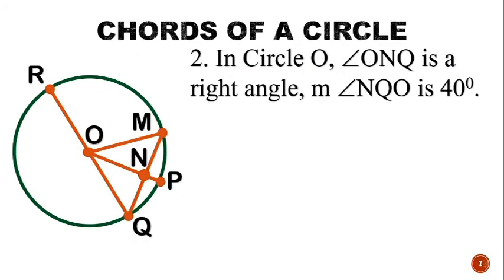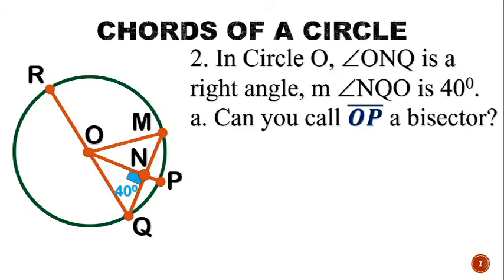Next. In circle O, angle ONQ is a right angle. So, let's trace angle ONQ again. Let's put a symbol like a box or quadrilateral, which means 90 degrees. Why 90 degrees? It's a right angle. Then, the measure of angle NQO. So, let's trace NQO. NQO is 40 degrees. So, where do we put 40? In the middle, NQO, so at the position of Q.